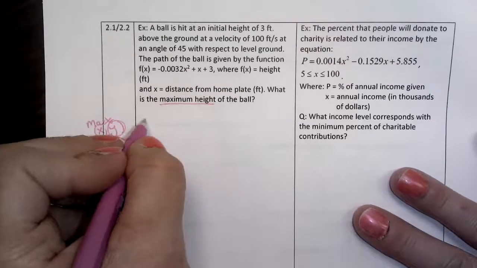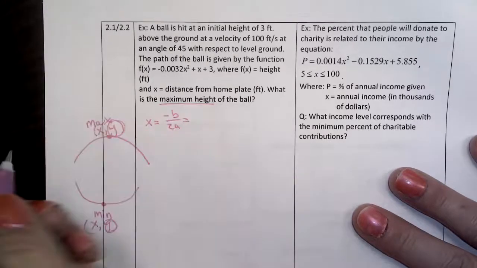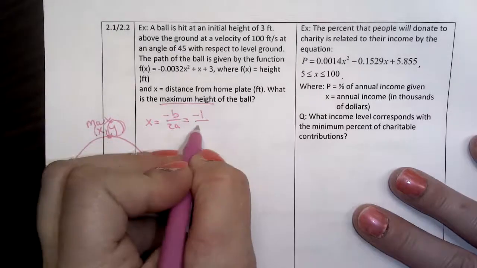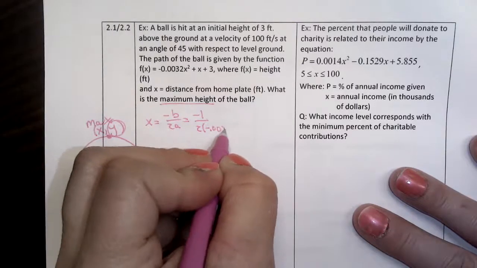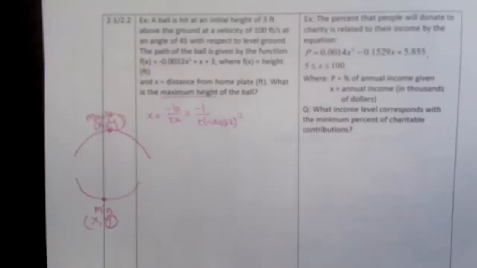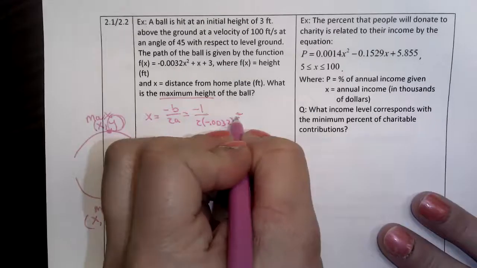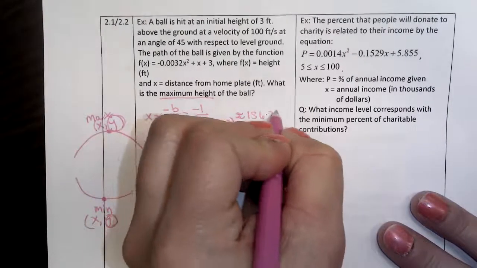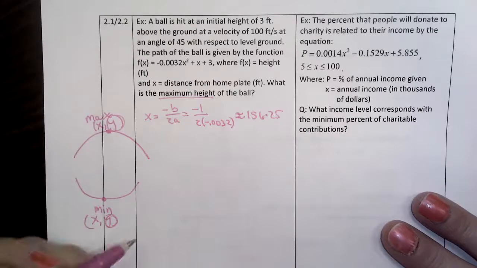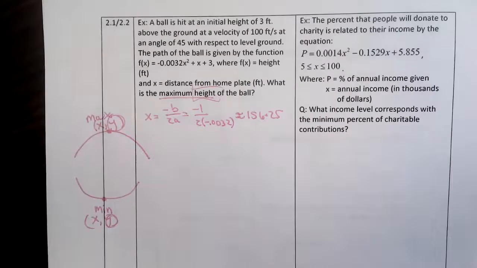So we're going to do x equals negative b over 2a. So negative 1 over 2 times negative 0.0032, which is negative 1 divided by 2 times negative 0.0032 equals 156. So it's approximately 156.25. Okay, that's our x value, but now we need our y value, because we want the maximum height of the ball.